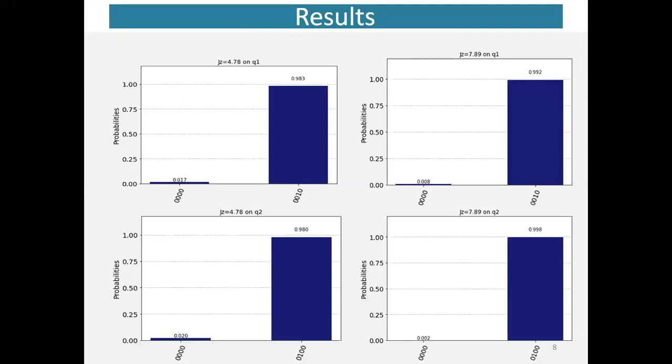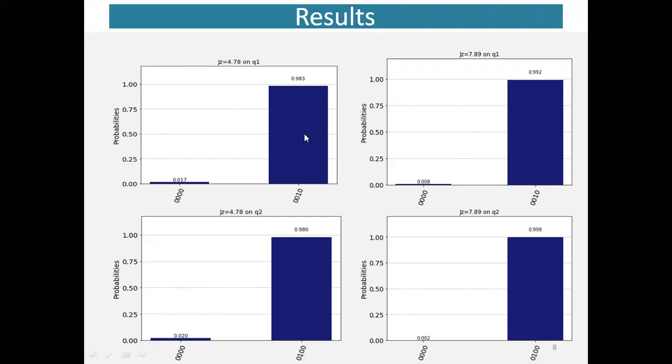And these are the results we got. The first two figures, the above ones, are for output qubit 1. When the control qubit is in the zero state, the message from the input qubit will get transferred to the first output qubit. That's why I have written here Q1. So these two figures are for the first output qubit.